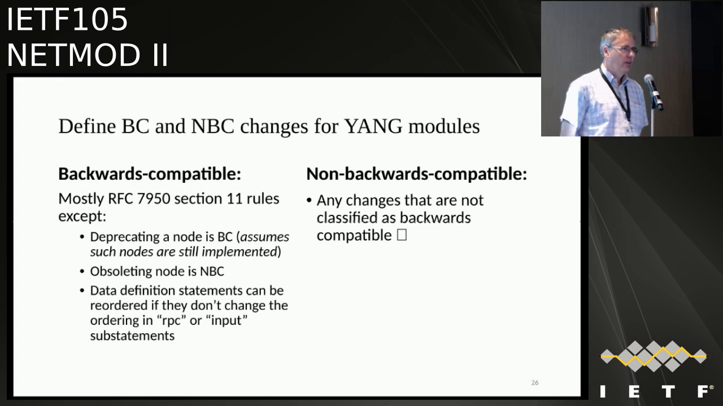Okay, so in order to put in those statements, we have to define what is backward compatible and NBC. RFC 7950 gives us a very good basis for that, but not the full statement, because deprecating and obsoleting nodes can actually be NBC or BC, depending on how it's implemented. What we assume is that if you deprecate the node, it's still there, so that's a backwards compatible change. But if you obsolete a node, then it will be removed, so we define that as a non-backward compatible change. Also, reordering data definition statements, in most cases, should not hurt anyone, so we allow that. And anything else is non-backward compatible. But stating that obsoleting is NBC is a definite change from 7950. Next.